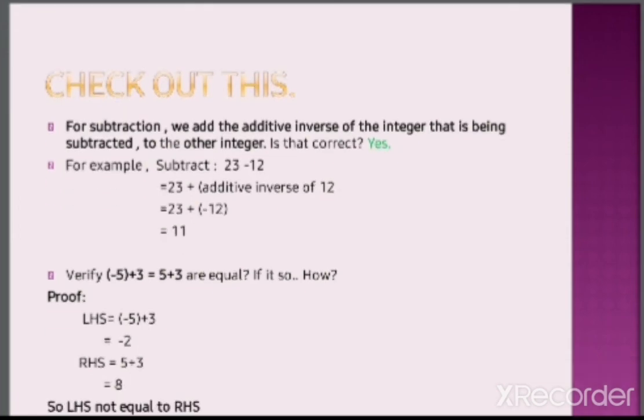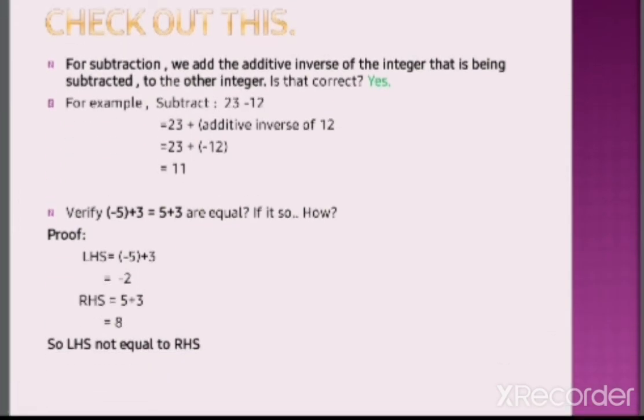Okay, the next one is verifying. We have to verify whether LHS equals RHS. LHS is the left hand side and RHS is the right hand side. First we find the LHS, which is minus 5 plus 3, equal to minus 2. And the RHS is 5 plus 3, so it is 8. Comparing LHS and RHS, they are not equal.